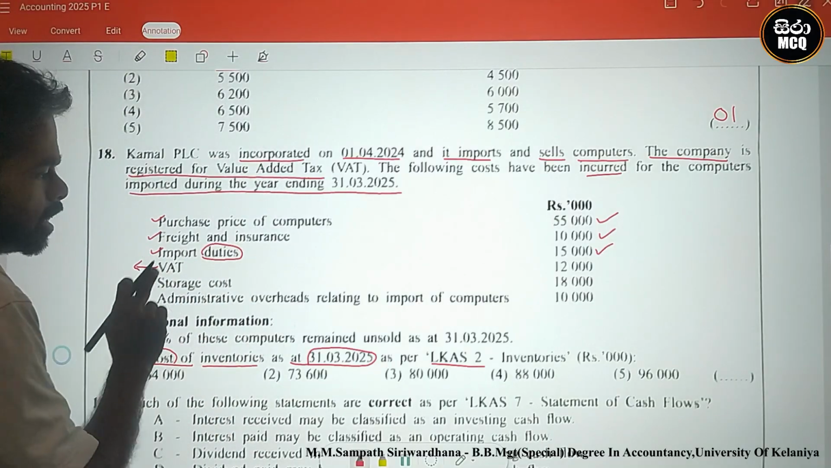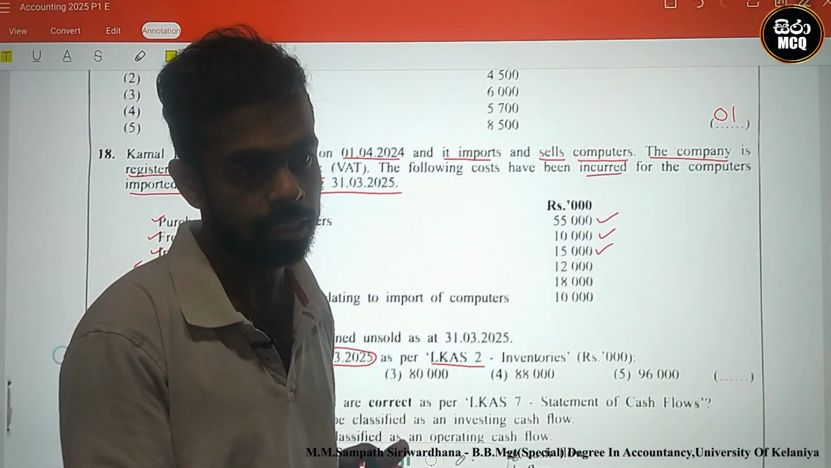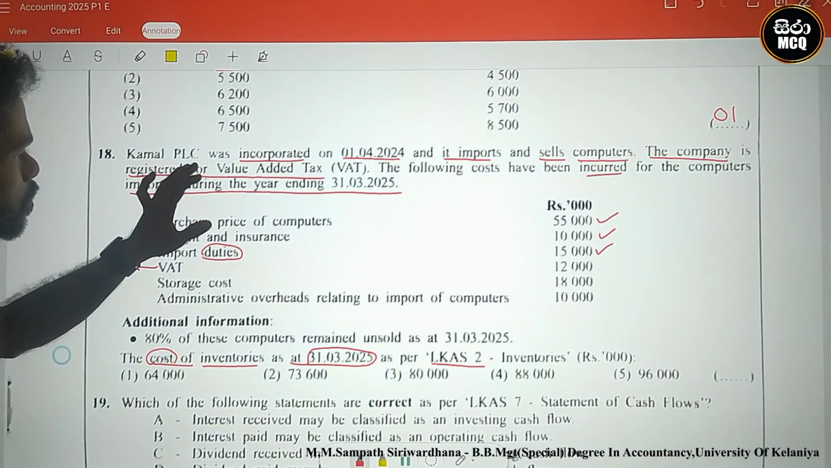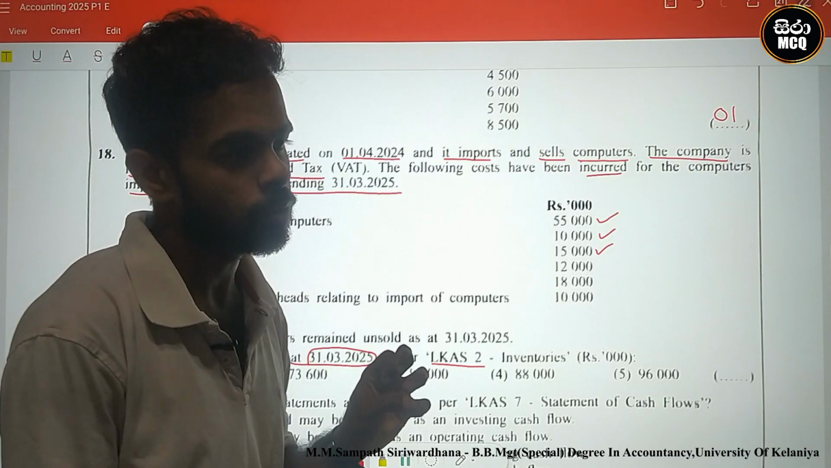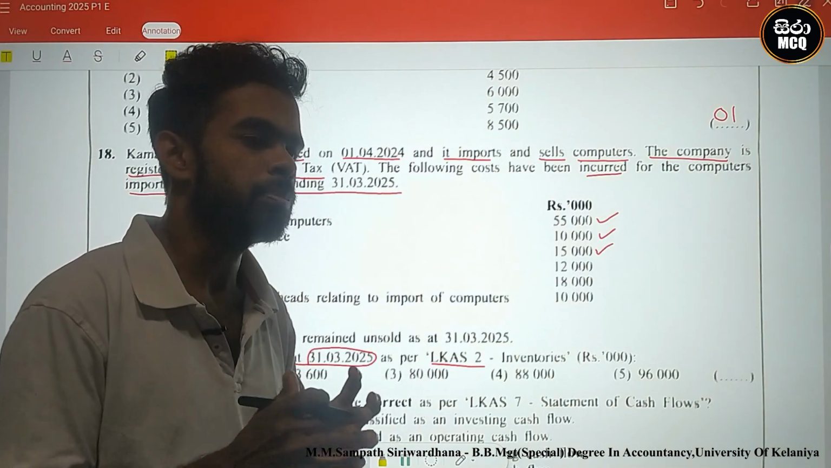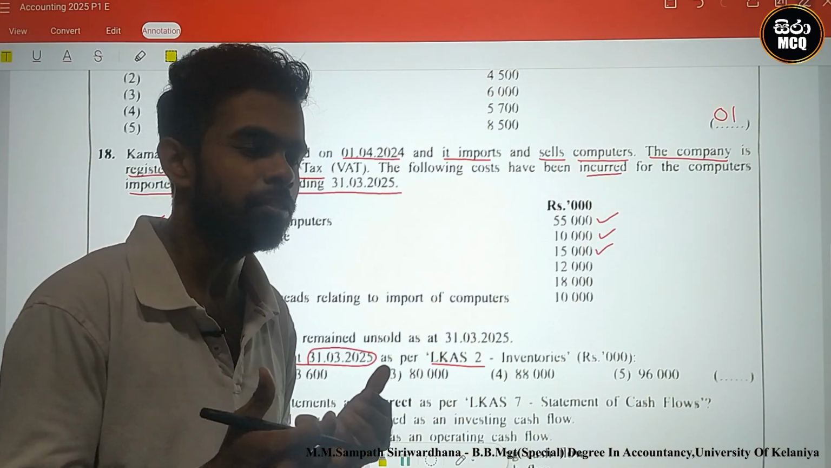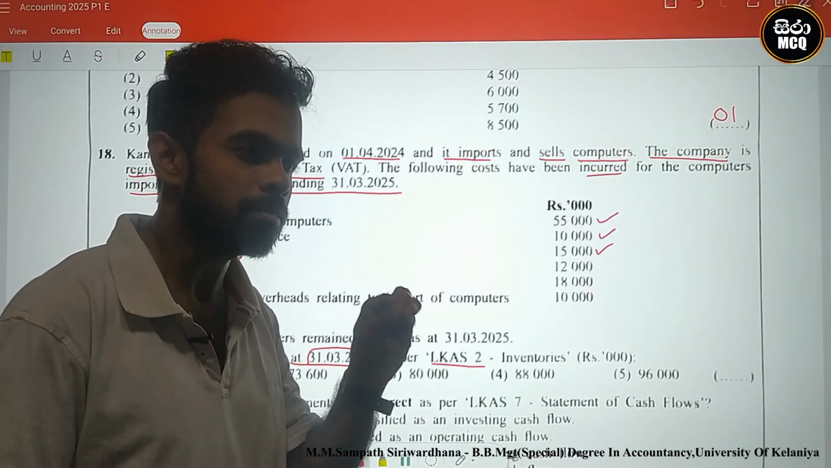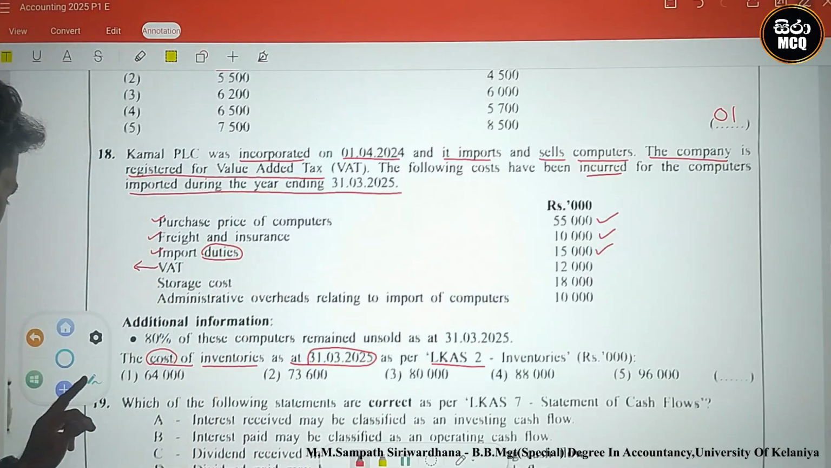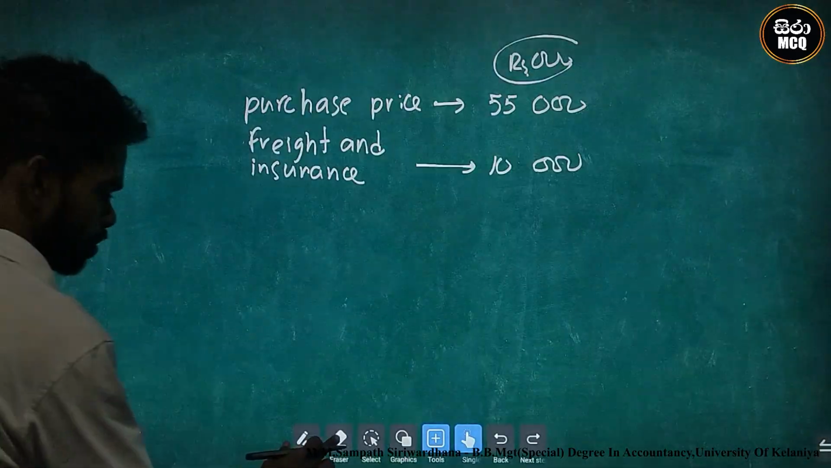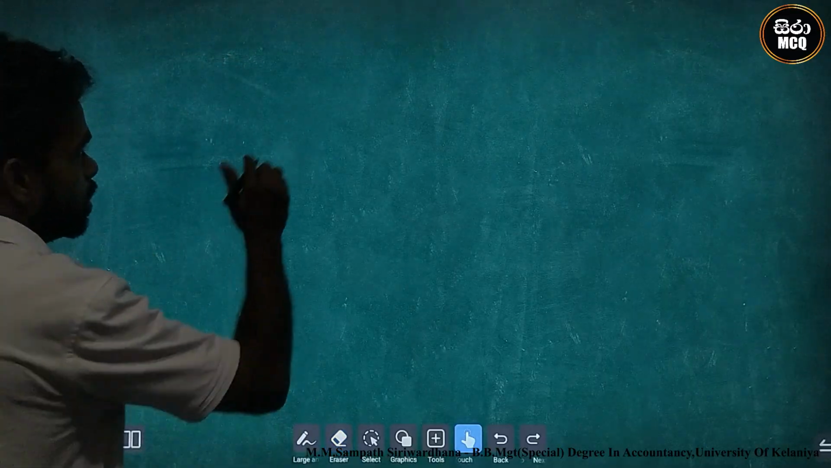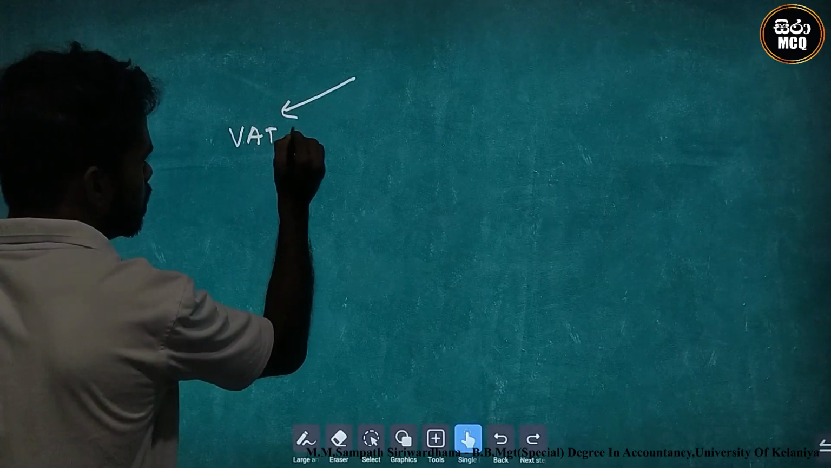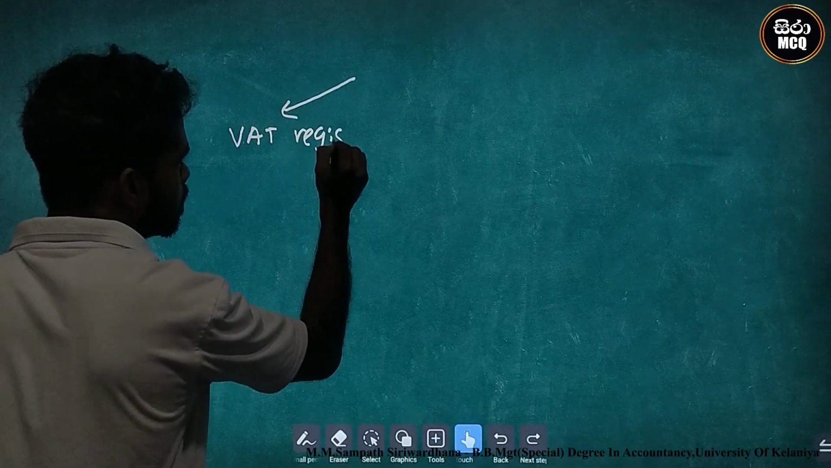Look here. VAT. Can we include VAT in inventories? We cannot. Why? This is a company registered for value added tax. Therefore, a VAT registered company can create VAT accounts. Therefore, they cannot include this VAT in inventory. Why? Look here. If they are a VAT registered company.